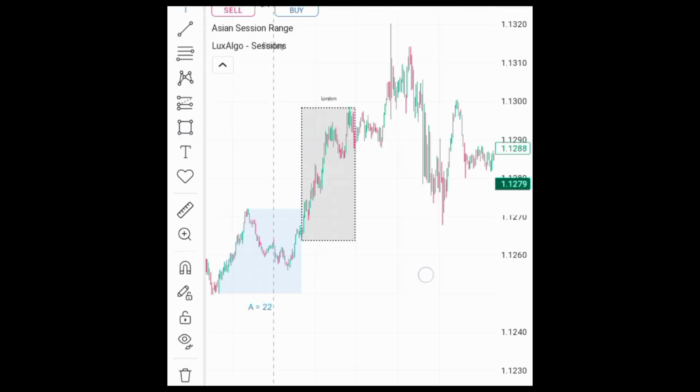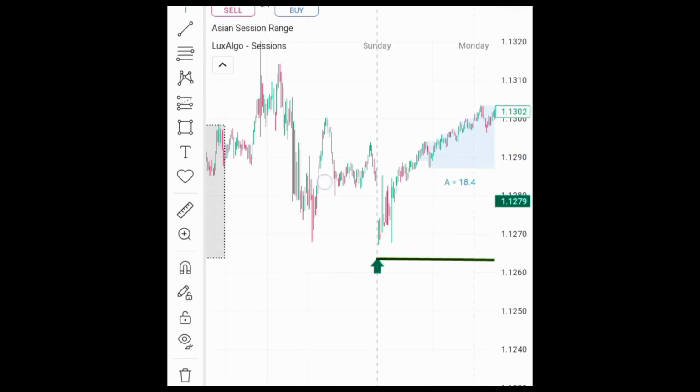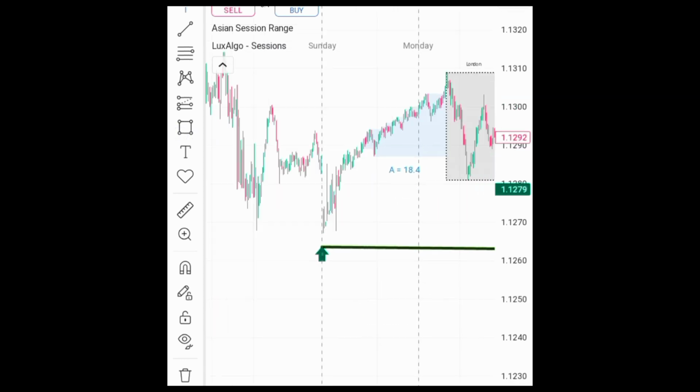Let us go to our second part, which we marked. So guys, the second part is this one. You can see where I marked here.